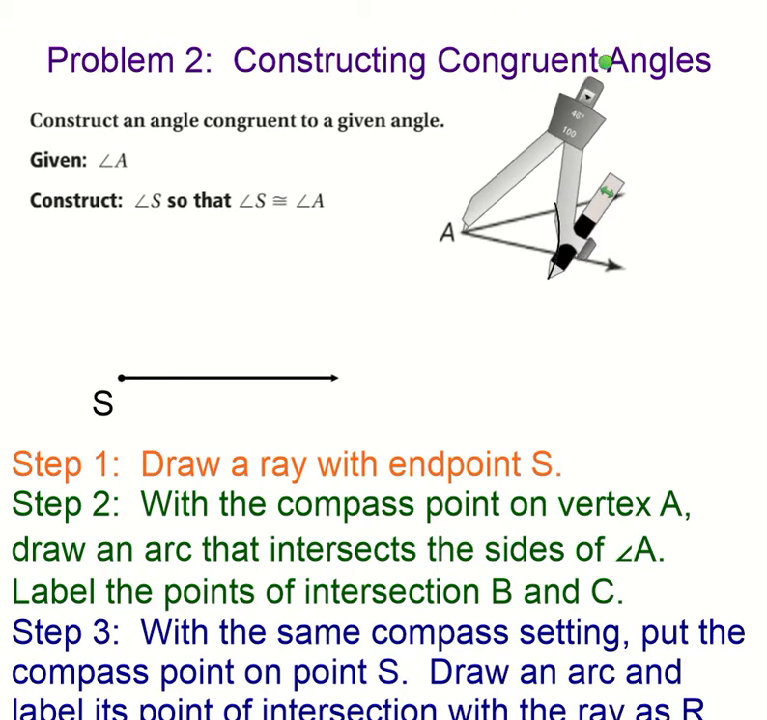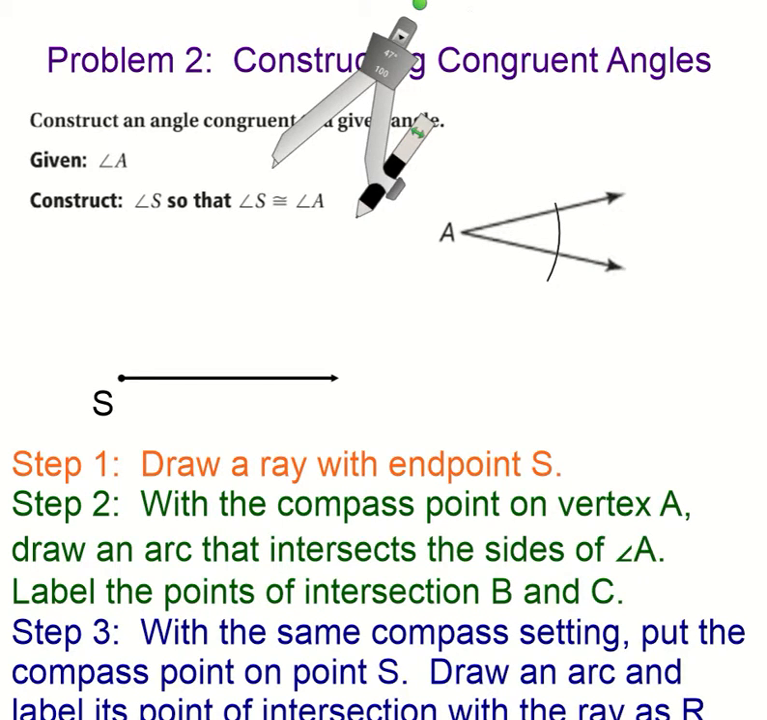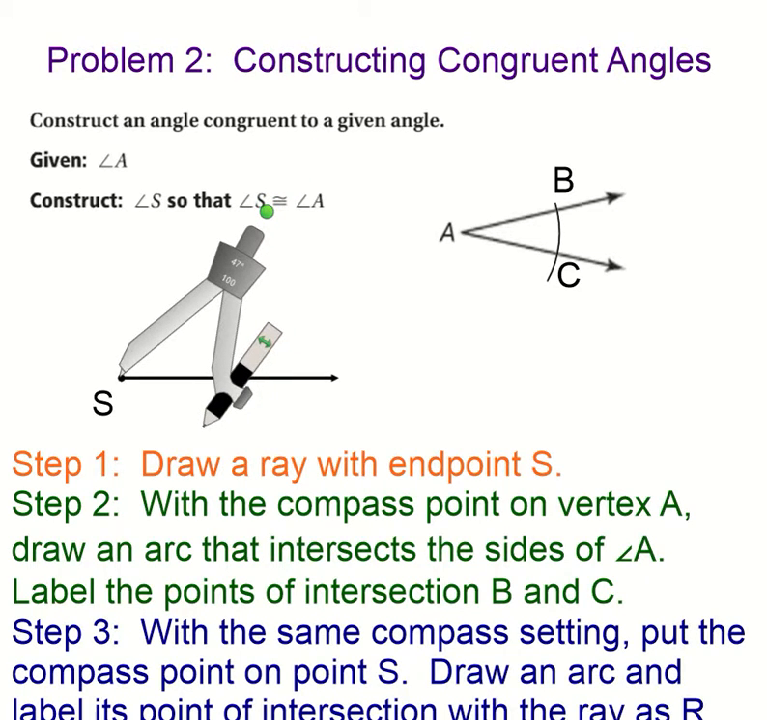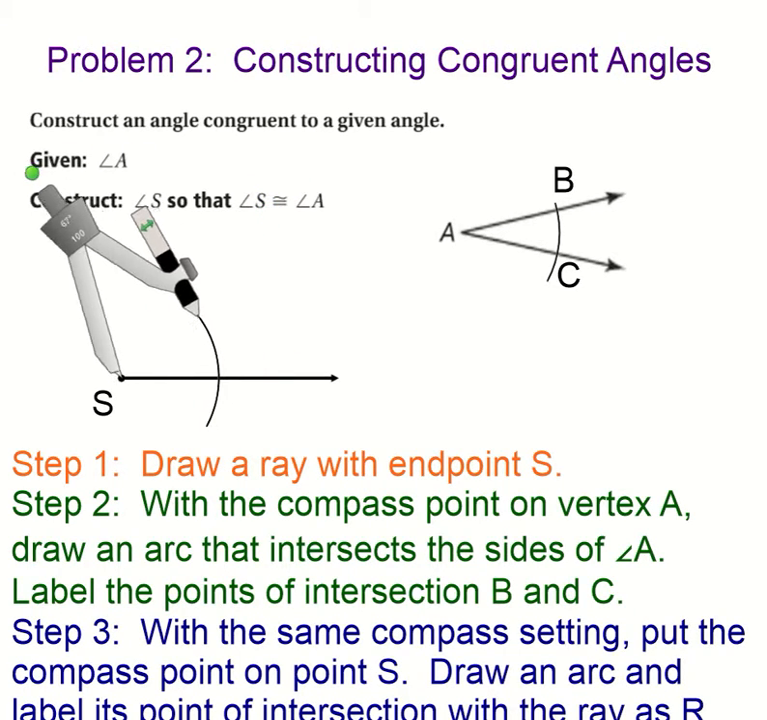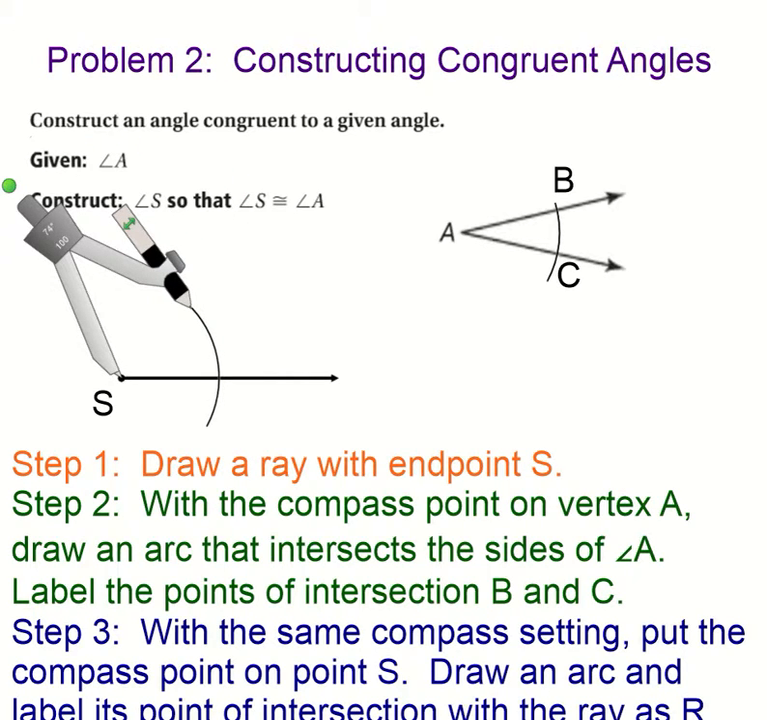I'm going to bring it out a little ways and draw an arc. Now I'm going to label those 2 points of intersection as B and C. So now I can use points B and C to help me. I take that compass with the same setting it had. Remember, if you have the ability to lock that compass, do that. I bring it down, line it up on S, and draw that same arc right here on my paper. Now I have a point where that arc intersects my ray, and we're going to label that point R.